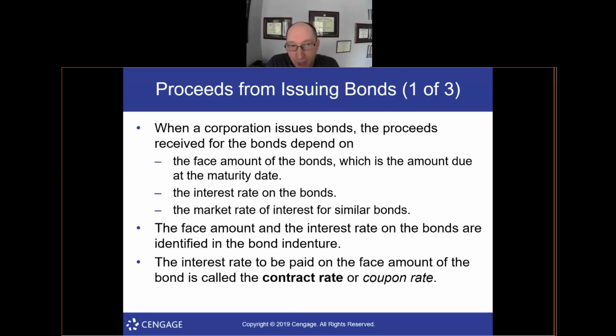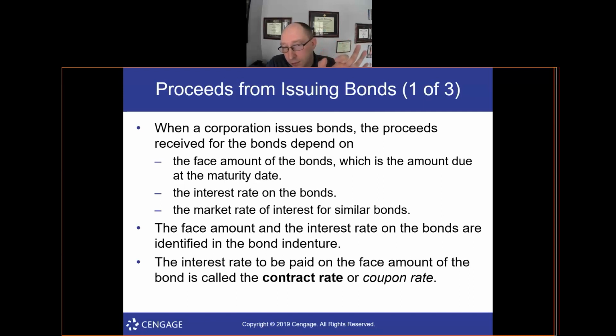So the proceeds are the cash that the corporation gets in from the issuance of those bonds. And the amount of cash that the company gets in depends on how much the bond was issued for, the face amount, when the maturity date is, the interest rate associated with that bond, and the market rate of similar bonds.